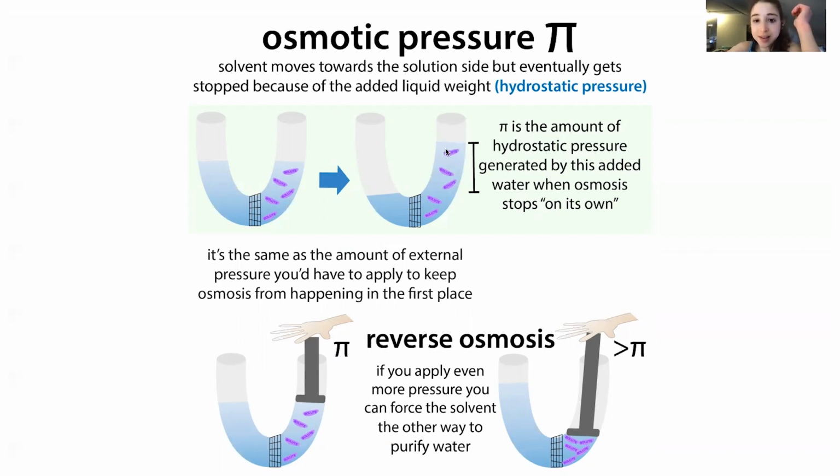If you apply that, this is telling us too that this is the amount of pressure we would need to apply in order to prevent the osmosis from happening in the first place. So we could prevent this movement of water if we applied that much pressure. If we apply even more pressure, we can actually force the water back through the other way. And this is the idea with reverse osmosis, which is used to purify water by applying more pressure than is the osmotic pressure.